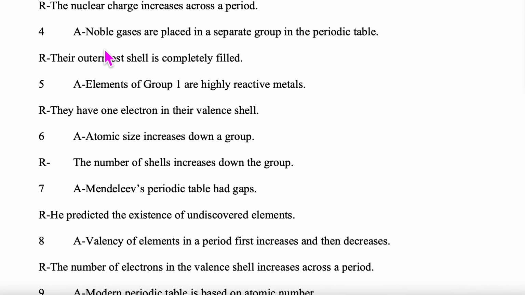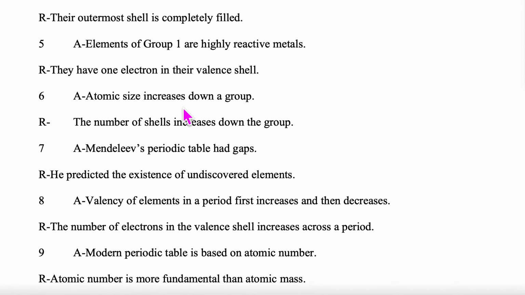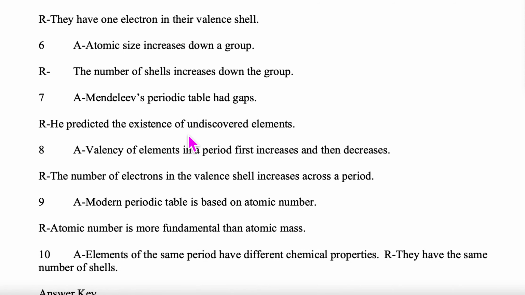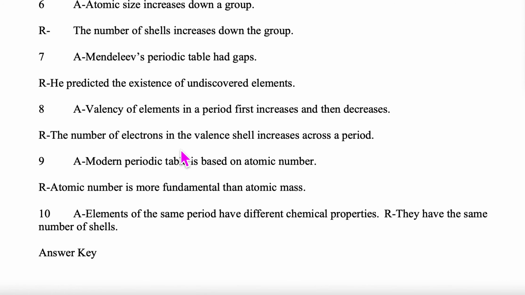I'm getting bored. Everywhere they are just saying everything true, true only. Elements of group 1 are highly reactive metals, because they have only one electron which can be lost easily. Atomic size increases down the group, because number of shells increases. True, true. Everything is true so far at least. Mendeleev's periodic table had gaps, definitely. True.